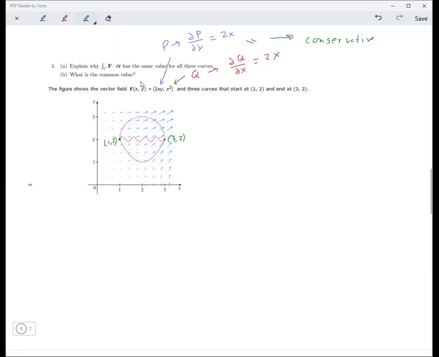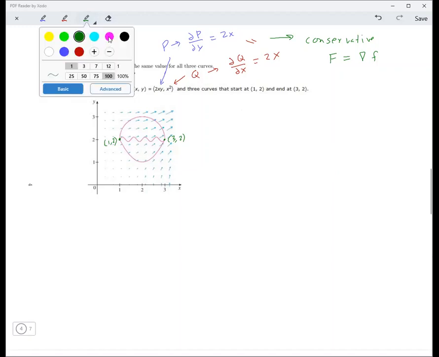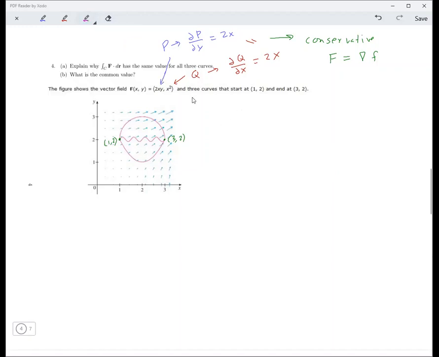That means this field is a conservative field, which means that F is the gradient field. It's the gradient of a function little f. Okay, now let's go ahead and find that function, because we'll need to find out what that common value is. We'll need to use that function to find the common value.